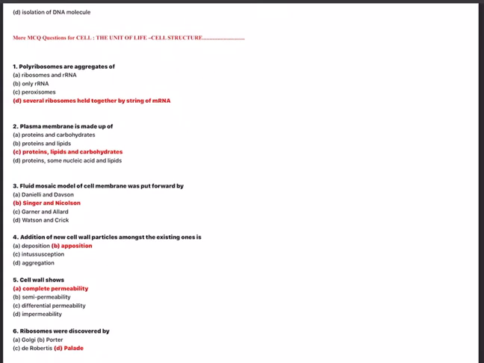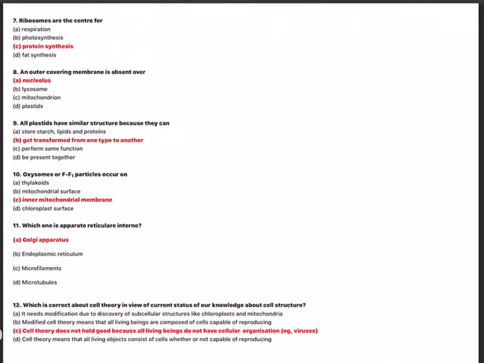Question 6th. Ribosomes were discovered by, of course, Palade, a scientist by name Palade. And then ribosomes are the centers for C. Just now I have been telling you, protein synthesis. And an outer covering membrane is absent over A, nucleolus, B, lysosomes, C, mitochondria, D, plastids. Lysosomes, mitochondria, plastids, in fact, they'll have double membranes, outer membrane and inner membrane. Whereas nucleolus will not be having any membrane, it is absent.